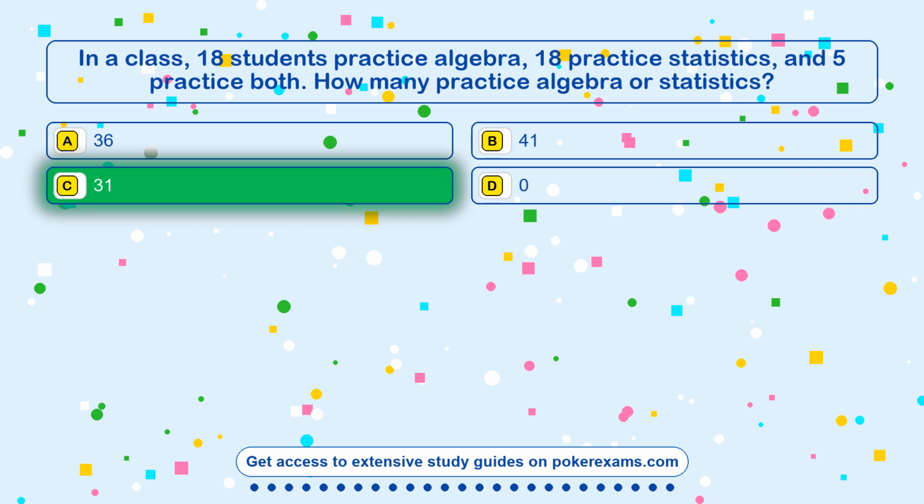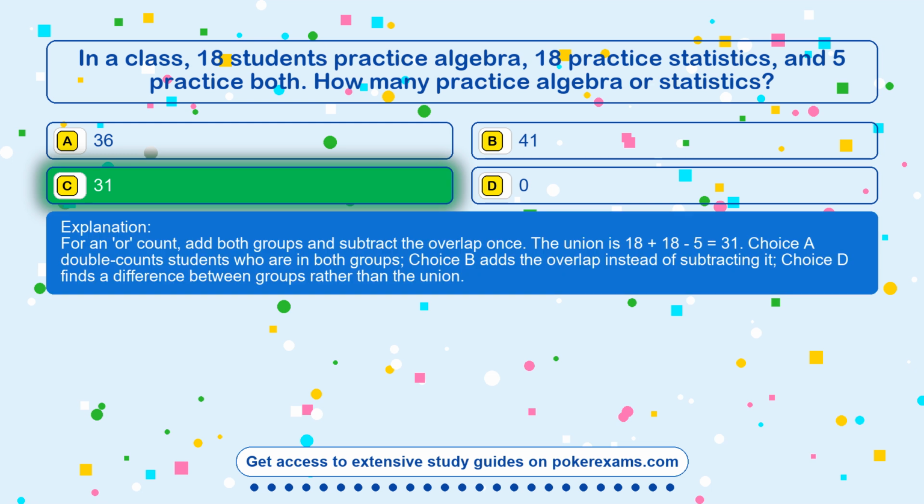The correct answer is option C, 31. For an OR count, add both groups and subtract the overlap once. The union is 18 plus 18 minus 5 equals 31. Choice A double-counts students who are in both groups. Choice B adds the overlap instead of subtracting it. Choice D finds a difference between groups rather than the union.